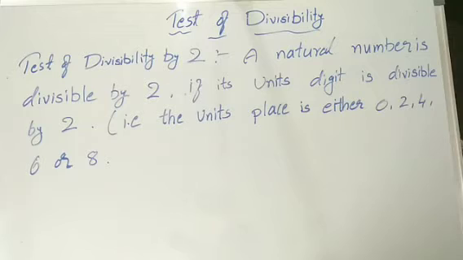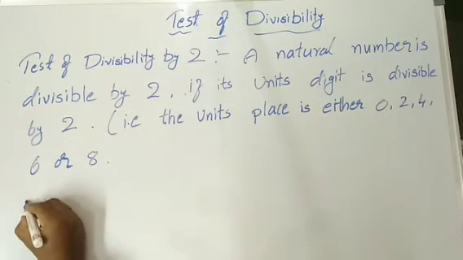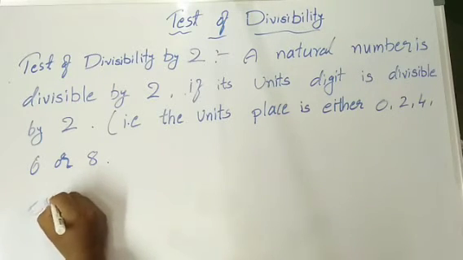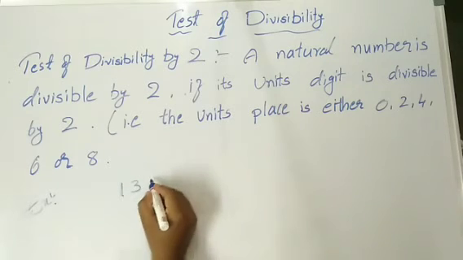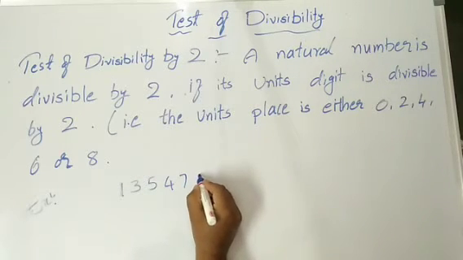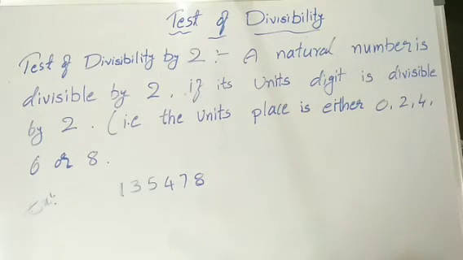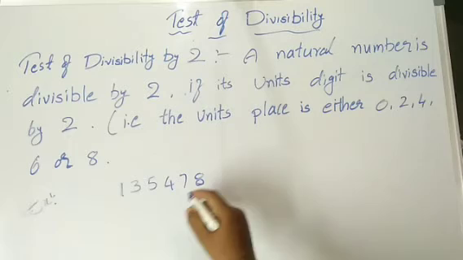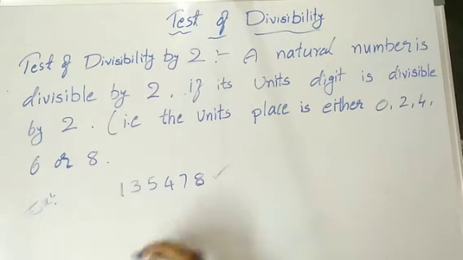How? See, the definition is: a natural number is divisible by 2 if its unit digit is divisible by 2. Suppose, for example, 1 3 5 4 7 8. See, if 8 is divisible, then the whole number is divisible. 8 is an even number, and every even number is divisible by 2. So that's why the whole number is divisible by 2.